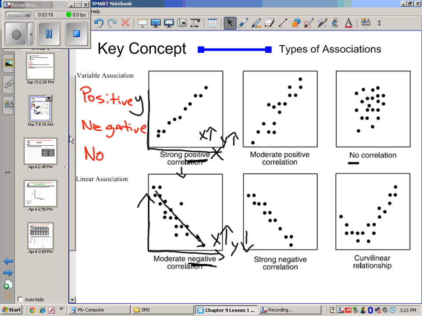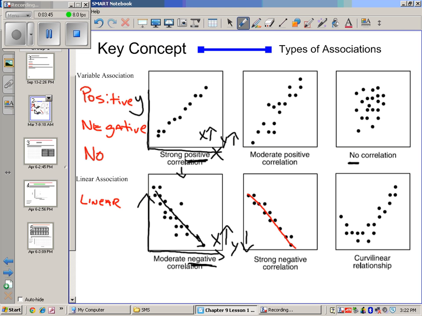Okay, we're going to look at linear associations. Let's take a look at a linear association down here at the middle bottom. You can see all the points are going downward, but they're all staying close to the same line and in a line. So that would be a linear association, as all the plot points are pretty much almost in a line.